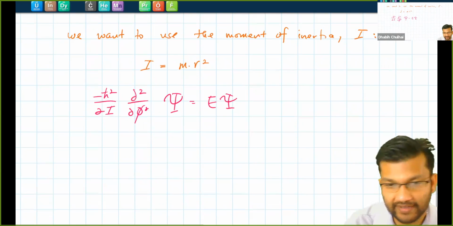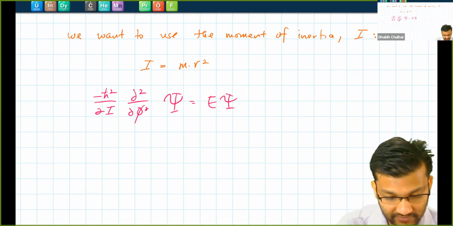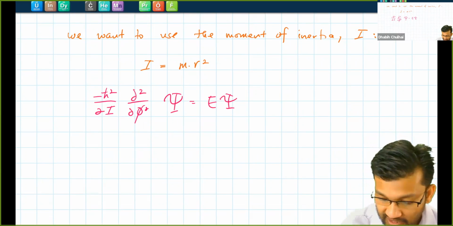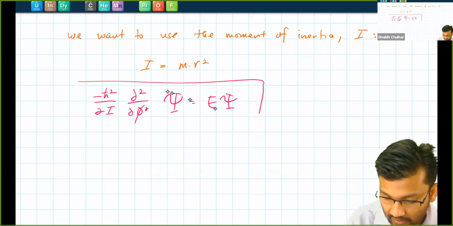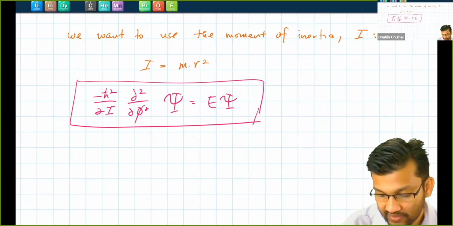Just to simplify it, we're not going to worry about the mass anymore. We're going to worry about the moment of inertia. So here's where we are, and that's the Schrodinger equation. And now that is probably one that we can solve.